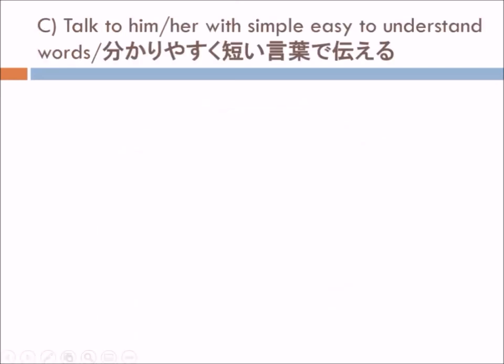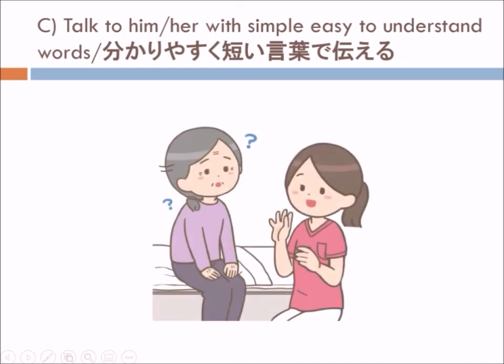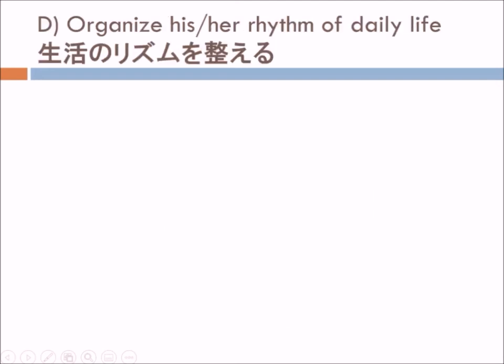Talk to him or her with simple, easy to understand words. Dementia causes problems with cognitive function in the brain. As you have already learned, one of the cognitive functions is speaking and understanding. Therefore, a caregiver should consider how the user can understand easily. Using simple and short sentences is better.